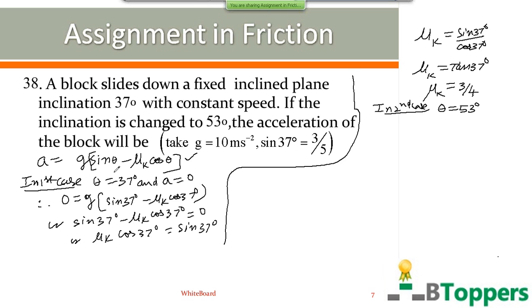So again using the same equation, a equal to g sine theta minus mu k cos theta. So magnitude of acceleration in the second case is g sine theta, where theta should be taken as 53 degrees, minus mu k cos 53 degrees. Now substitute the values. Numerically, g can be taken as 10 meter per second square. Sine 53 degrees is the same as cos 37 degrees, which is equal to 4 by 5. Mu k is 3 by 4. Cos 53 degrees will be the same as sine 37 degrees, that is 3 by 5.